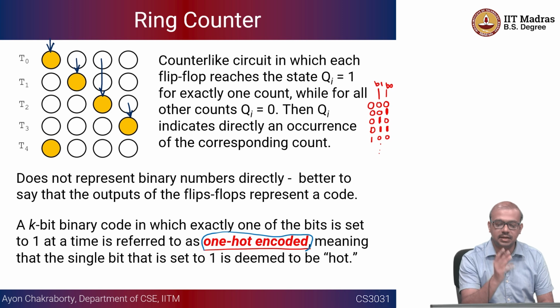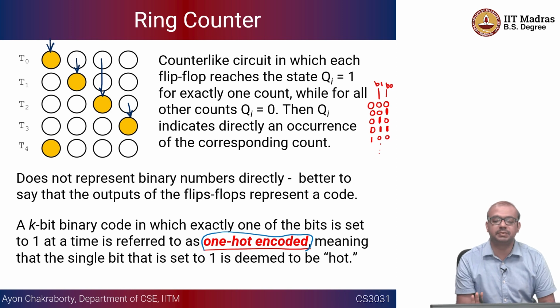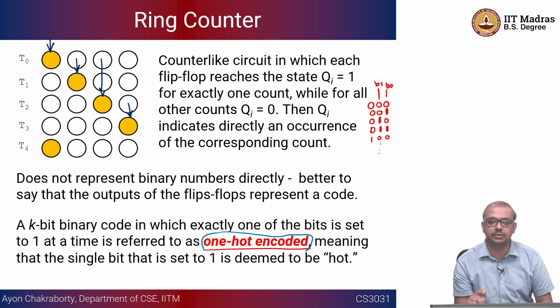In this ring counter example, we were specifically restricting ourselves to only one bit high at a time. The rest of the bits are 0, but that is not necessarily the case. Okay, whatever the data is there, it's going to be shifted to the right, and that is a shift register.